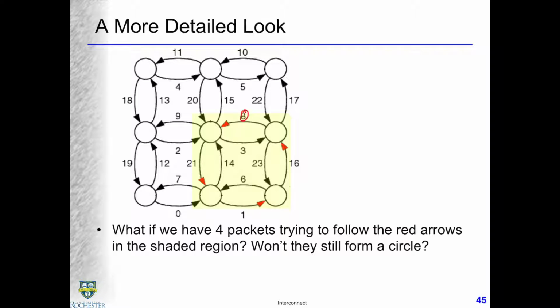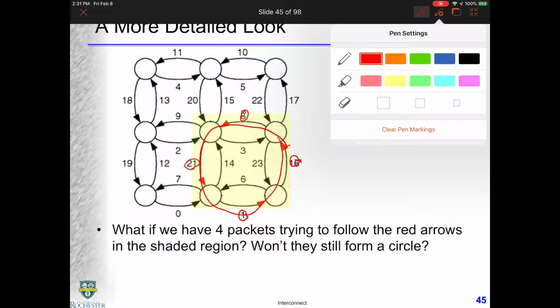8, 16, 1, and 21. Even though I'm disallowing turning, why don't I have my deadlock? Why is it problem solved? I can still see this complete cycle, isn't it? Well, pause the video, think about it. What do you think?